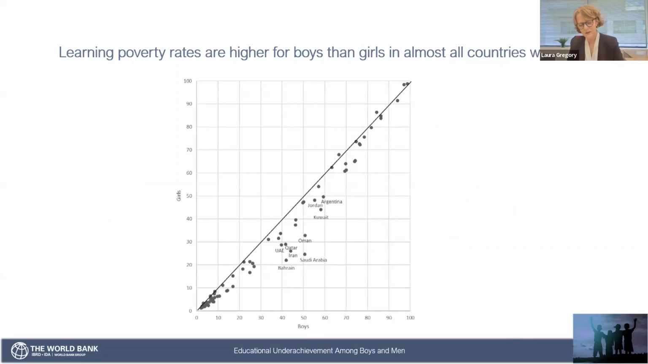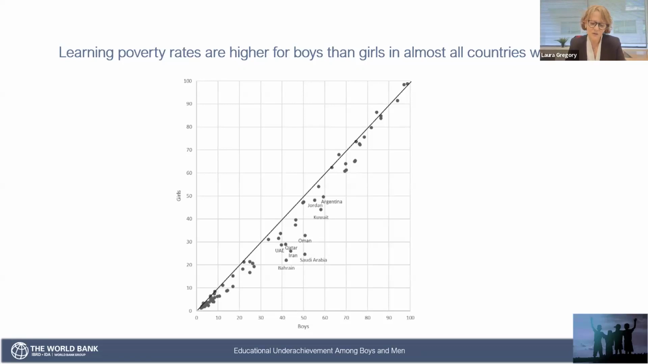And we see these differences also in science, especially at the secondary school level, and to a lesser extent in mathematics. And also, while boys appear to perform better on problem-solving skills, they actually underperform on average in collaborative problem-solving, and this gap is even larger than the one for reading.